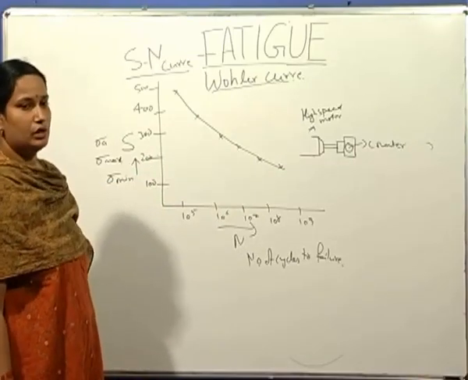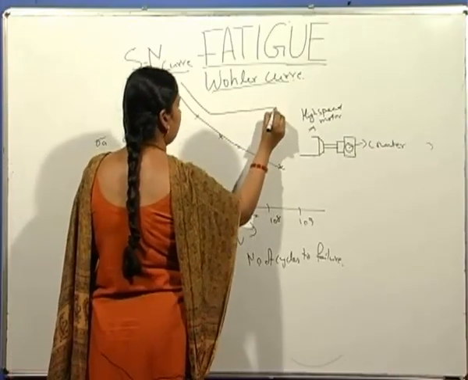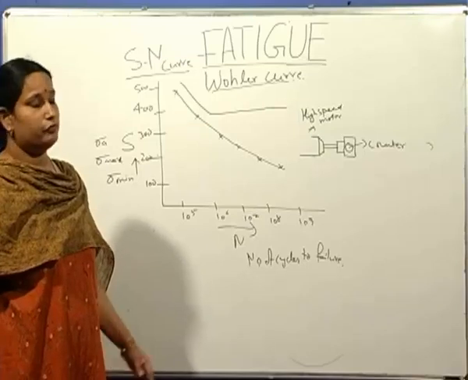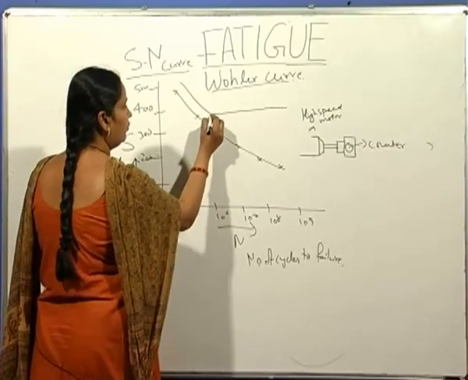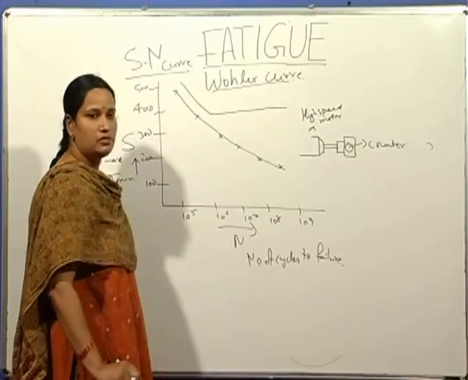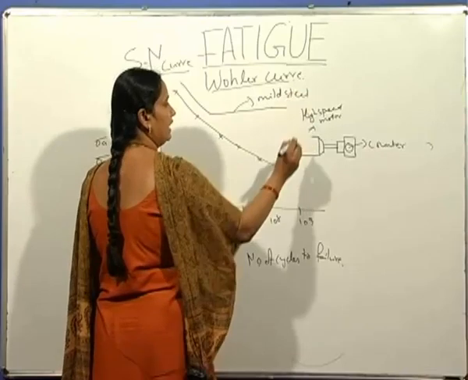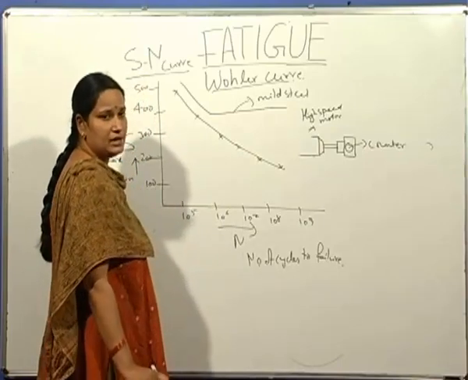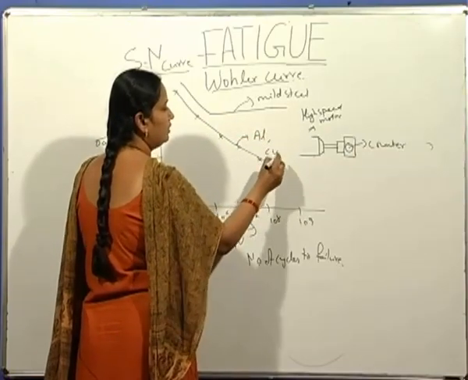Some materials show a definite or specific value of fatigue limit. Materials like mild steel and some titanium alloys show this type of SN curve, which flattens at some specified value of stress. So this is for the case of mild steel and some titanium alloys, whereas this type of sloping curve, where there is no flattening seen at specified stress levels, is for the case of other materials, aluminum, copper, etc.